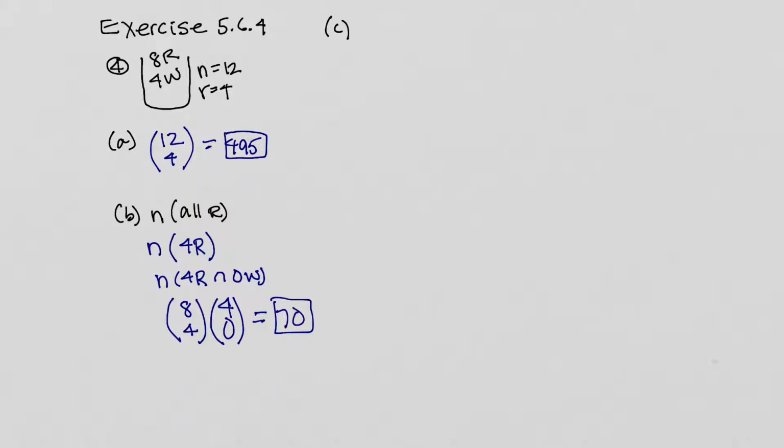Now in part C, we're asked how many samples contain 2 red and 2 white. So let's see what we can do here. What we're trying to do is count the number of ways that we can get 2 red and 2 white. We've got 8 reds from which to choose, and we want 2 of them. And the intersection, we have 4 whites, and we want any 2 of those. When I make that computation, I came out with 168.